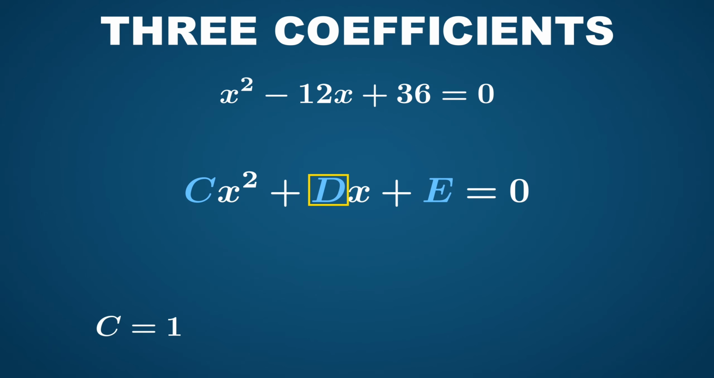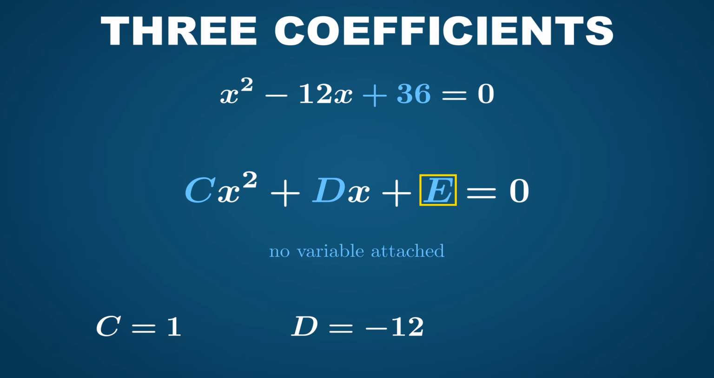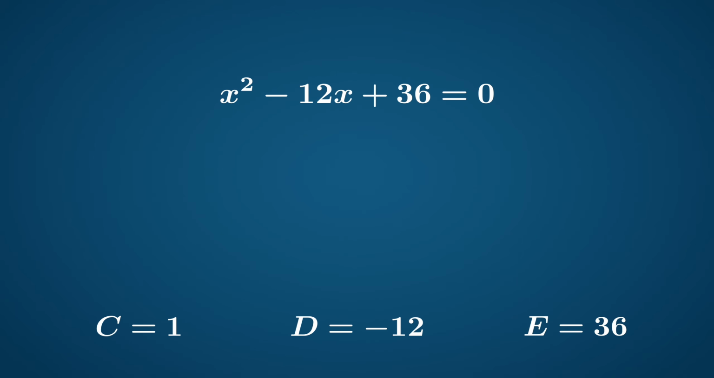Let the variable d represent the coefficient of the linear term. The linear term in our equation is negative 12 multiplied by x. Therefore, our variable d is assigned the numerical value of negative 12. Let the variable e represent the constant term in our quadratic equation. The constant term without any variable attached is positive 36. Therefore, our variable e is assigned the numerical value of 36.